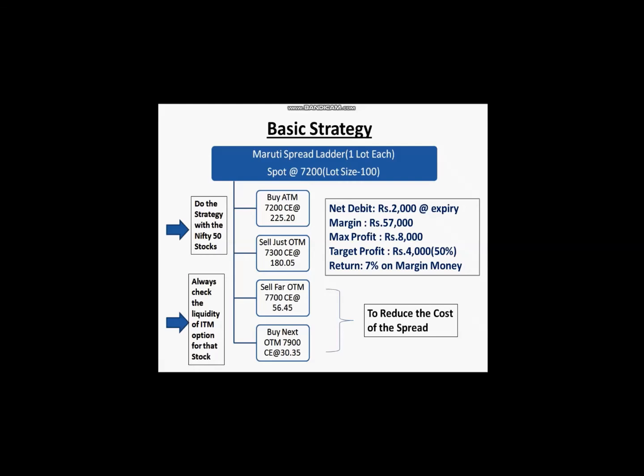The total margin requirement is 57,000 per lot. Maximum profit will be 8,000 rupees. But I will not wait till the expiry. I will book my profit at my target profit of 4,000 rupees, which is 50% of the maximum profit, because I am happy with that much. If you calculate that money, it turns out to be 7% on your margin money. Margin money is the only money which is blocked by the exchange when you trade. So that is your investment. So that's how you can construct your strategy with the help of the technical I had discussed.